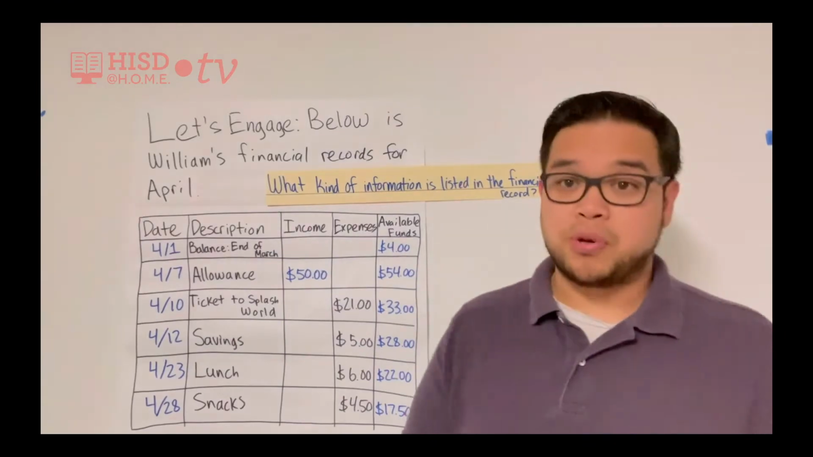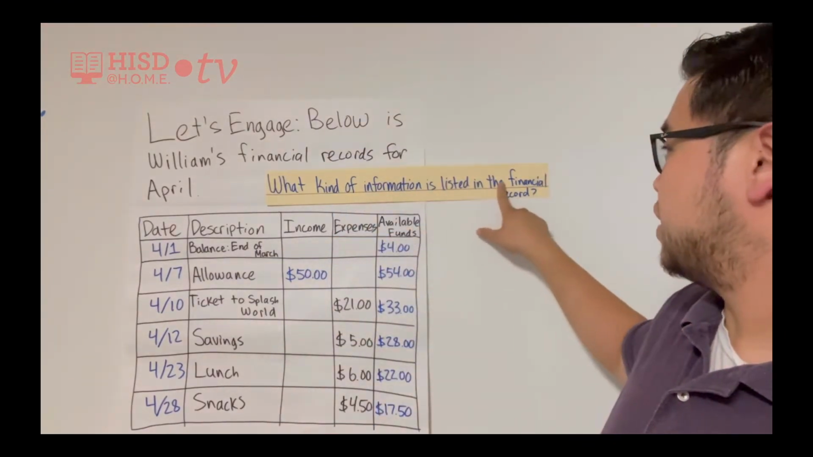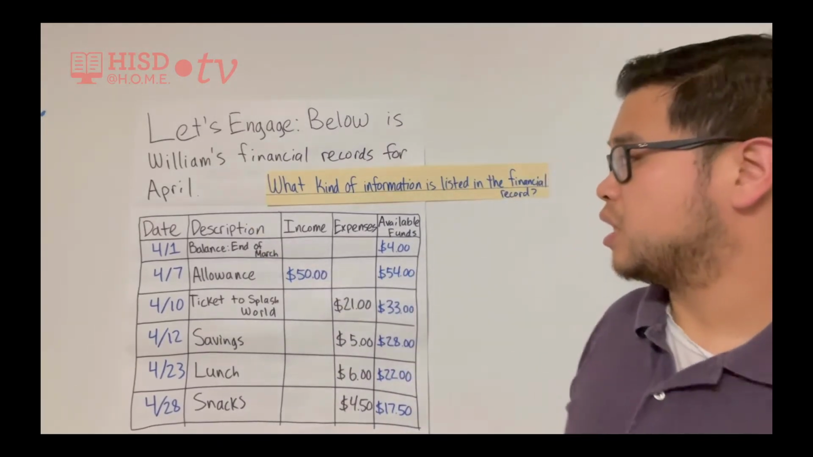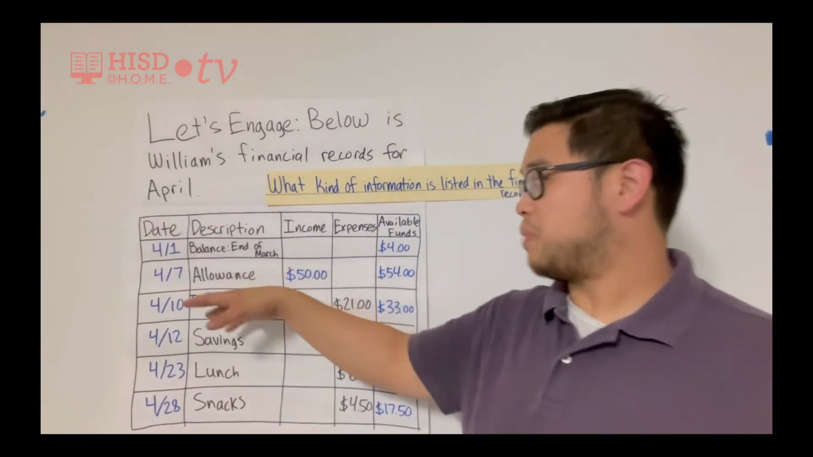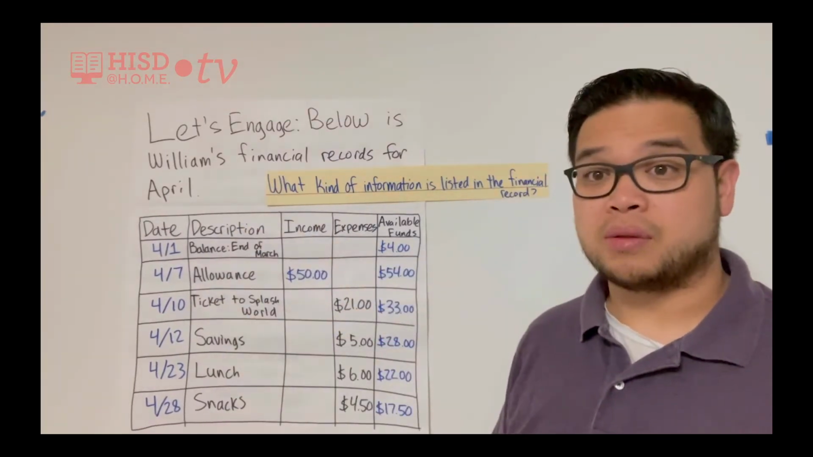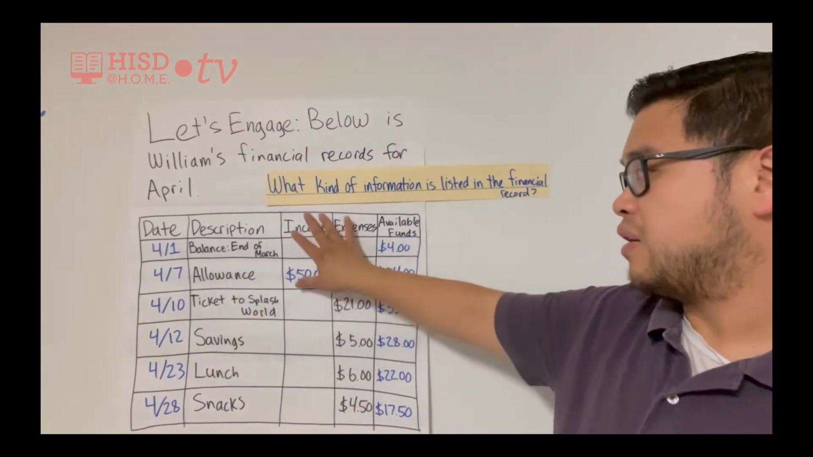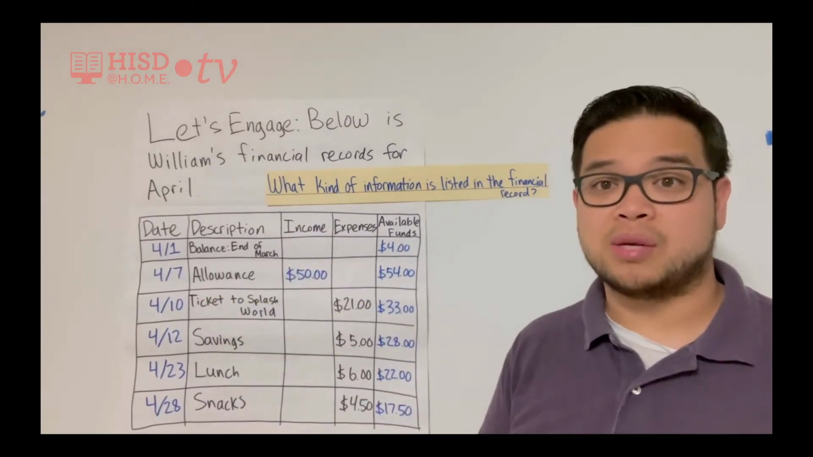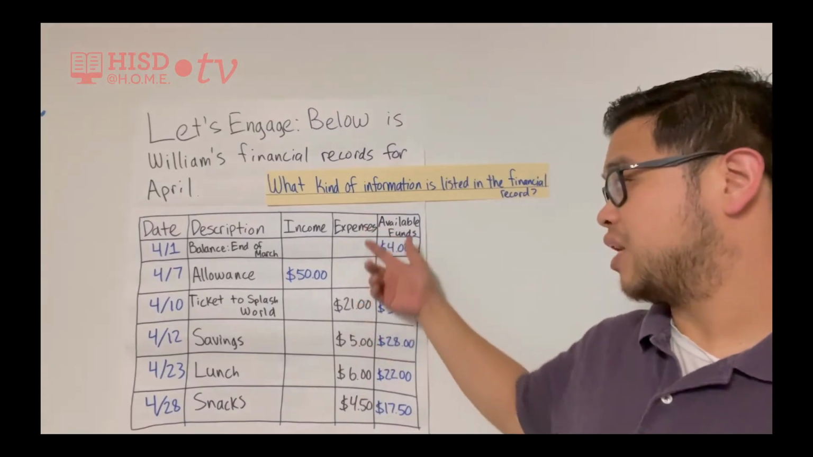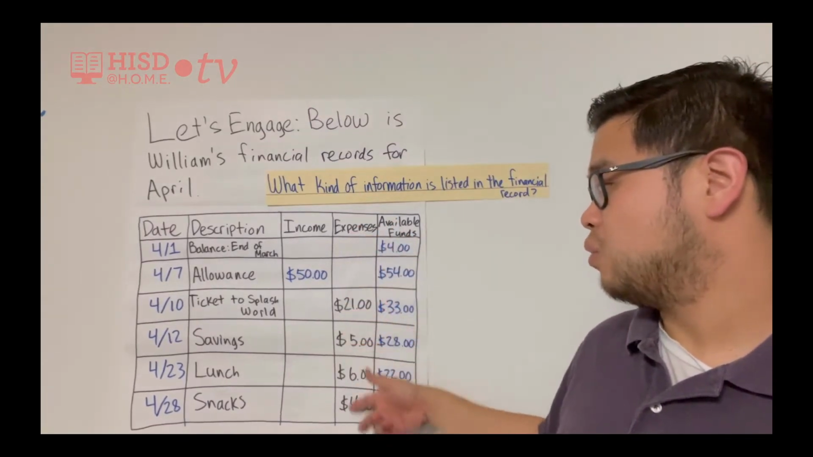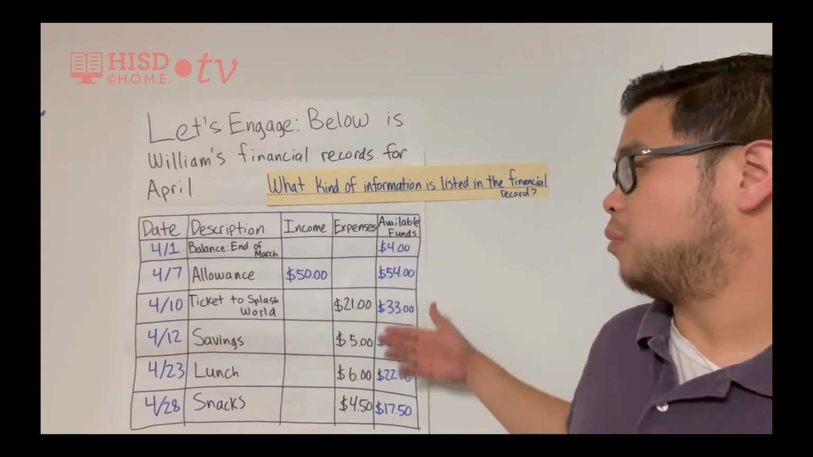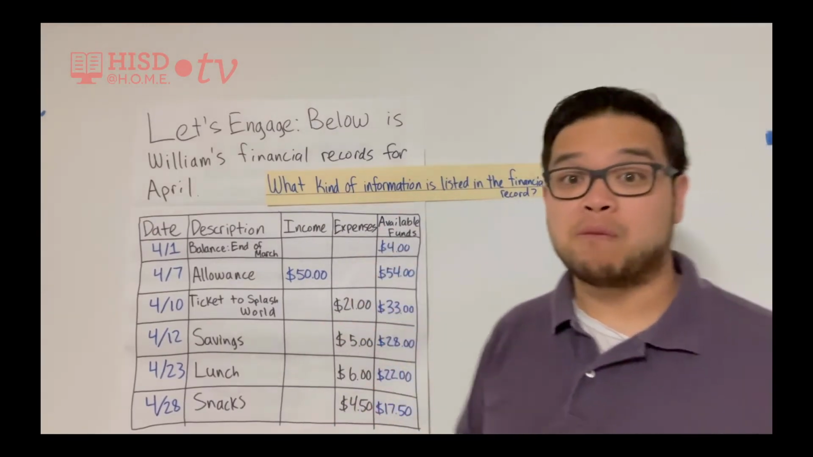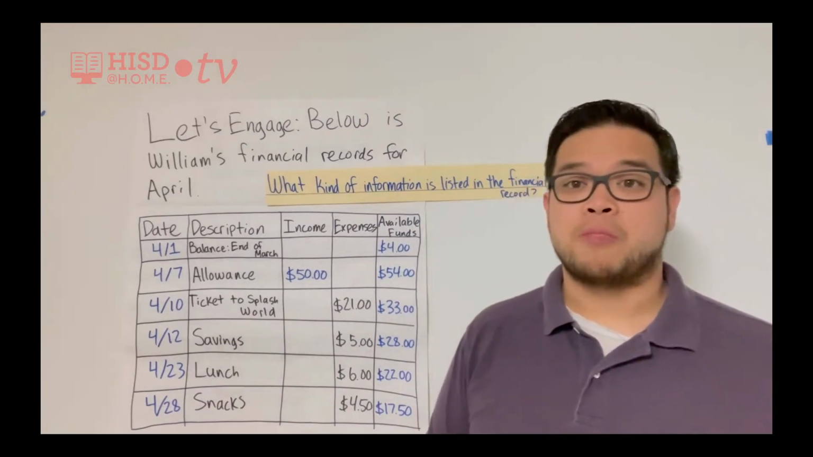So the question I just put up here is, what kind of information is listed in the financial record? The information that we have here is basically the date of his spending, the description of what he's spending, and then the income. The income is the money that he earned, which was allowance. He did chores or something that earned him that $50, and he went off and used money to spend it, which are the expenses. And then we gave available funds. So all this information is listed in this financial record, which is very helpful for William in his spendings.